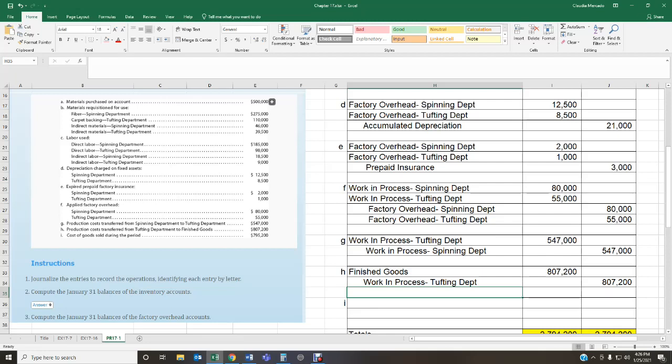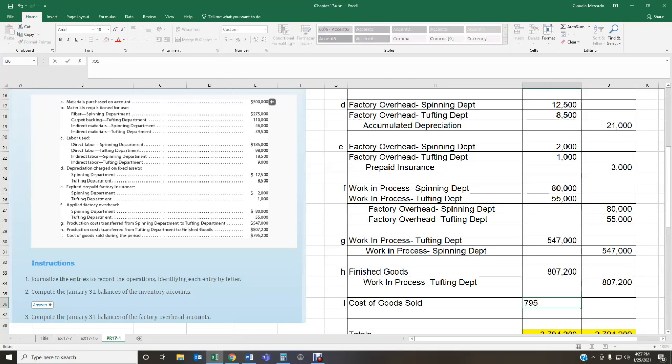Okay. Letter I. The cost of goods sold during the period. Okay, the cost of goods sold is $795,200. So whenever we have the cost of goods sold, we're going to go ahead and debit cost of goods sold. This is what we actually sold during the period. So we had $807,200 available to sell. We sold $795,200 of that. Okay, so we sold most of our goods.